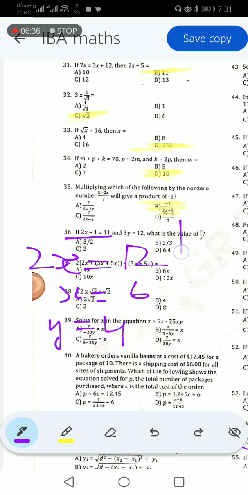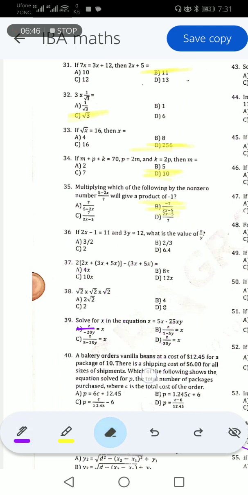So here the condition is x upon y, so we're going to divide 6 by 4. 2 2s are 4 and 2 3s are 6, so our answer is 3 upon 2. Is there any option like 3 upon 2? Yes, there is, so it's our correct option.